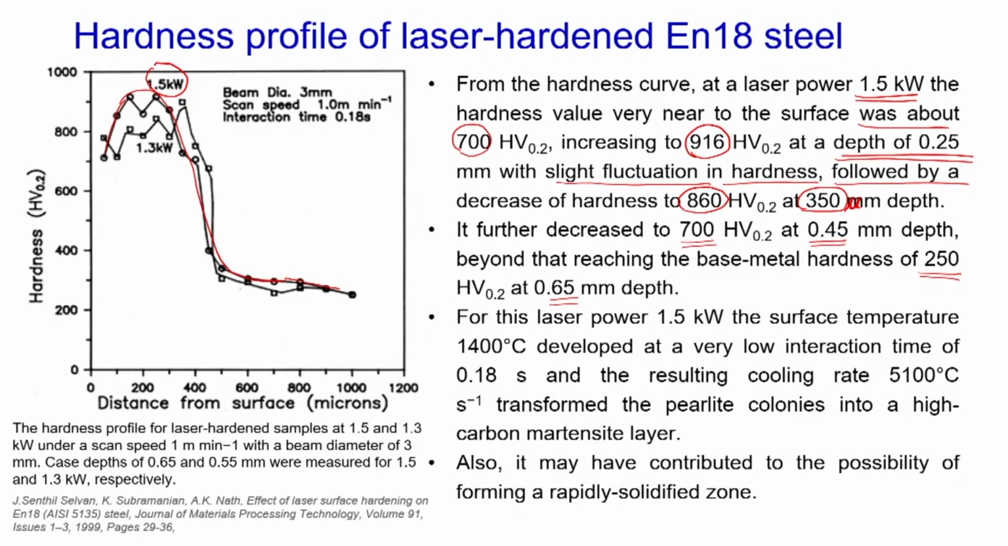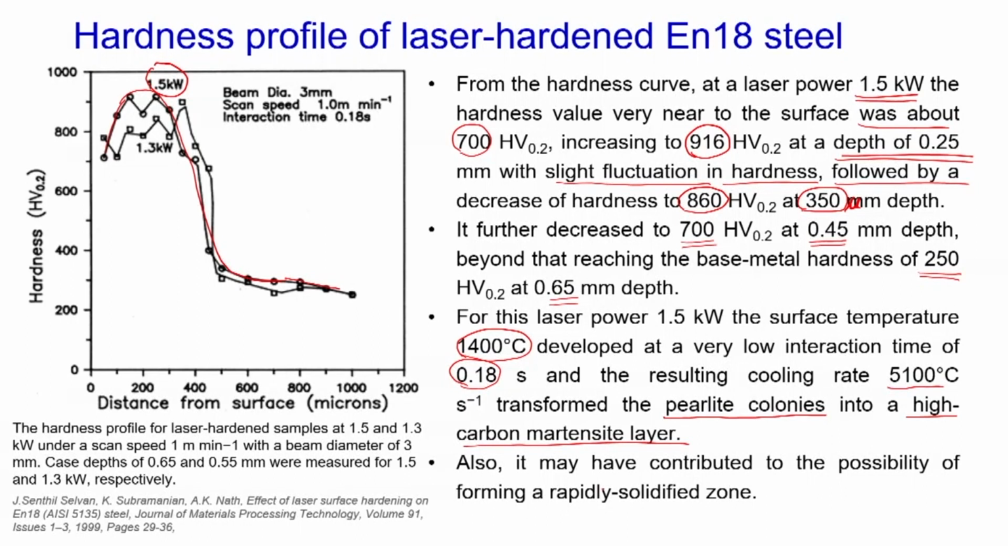Now, during this operation, the maximum temperature was computed about 1400 degrees Celsius, and the interaction time was very less, that is 0.18 seconds. During this interaction time the heat input was given and later the heat was removed, and there was a rapid cooling with a rate of 5100 degrees Celsius per second that transformed the pearlite colonies into a high carbon martensite layer. The pearlite content was transformed into high carbon martensite layer, and that resulted in enhancement in the hardness value.